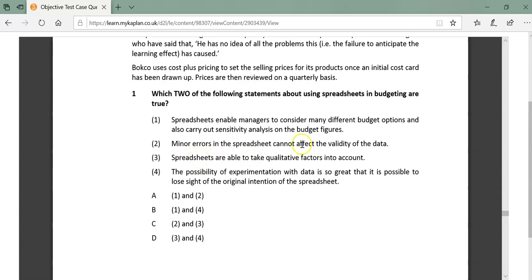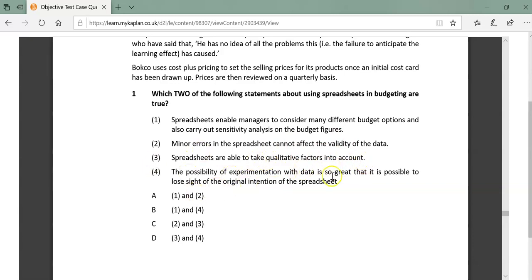And then, minor errors cannot affect the validity of the data. All you need is one little error on your spreadsheet, and it can infect and render the rest of the data pretty much useless. So that's not true. Spreadsheets are able to take qualitative? Well, no, they're just numerical. Qualitative are almost your non-financial factors. You cannot quite quantify that.